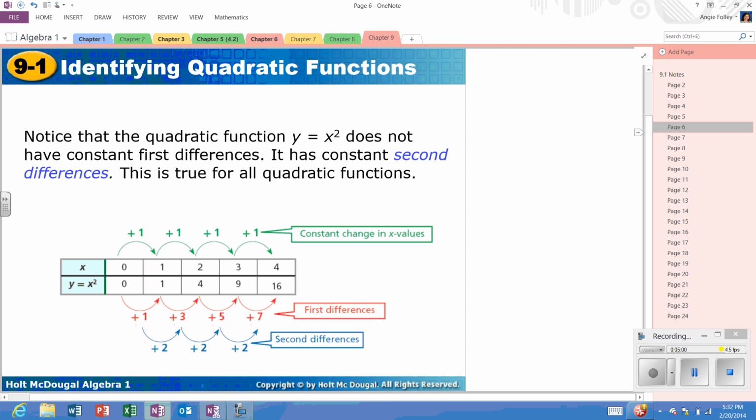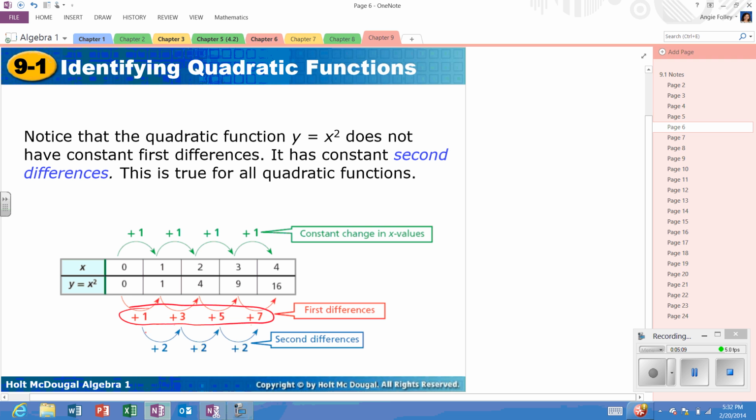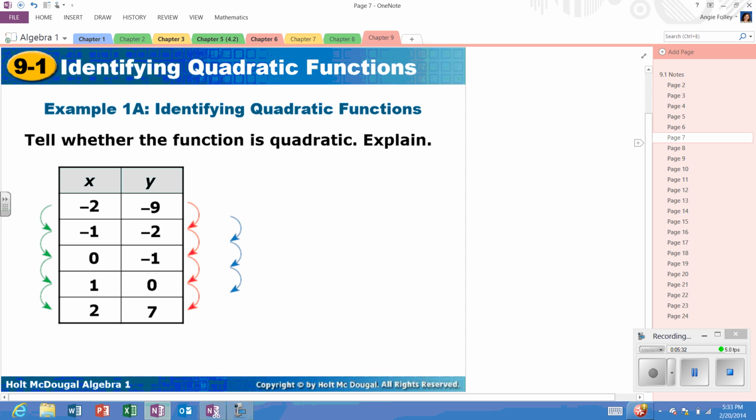Notice that the quadratic function y equals x squared does not have a constant first difference. So if you look down here, there's not a constant first difference, but its second differences are constant. And that is true for all quadratic functions. So the second difference has to be constant. We also have to make sure that the x values are constant, okay? So the first differences of the x values have to be constant, but we need the second differences of those y values to be constant.